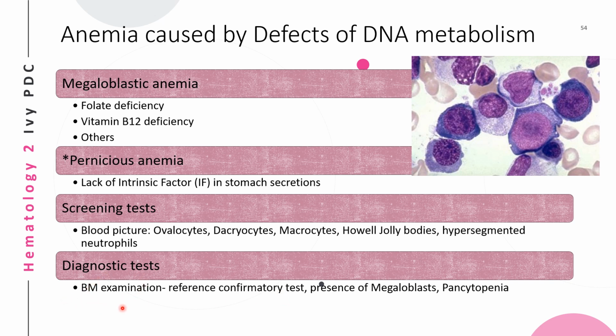In the bone marrow, what we are looking for is the presence of megaloblasts. Megaloblasts are large RBC precursors, and these are destroyed in the marrow and are not released into the circulation. But there are still some megaloblasts that may mature to become large red cells, which we call macrocytes. So the megaloblasts that mature as macrocytes reach the circulation, and this is what we see in the screening test. But these macrocytes do not function normally.